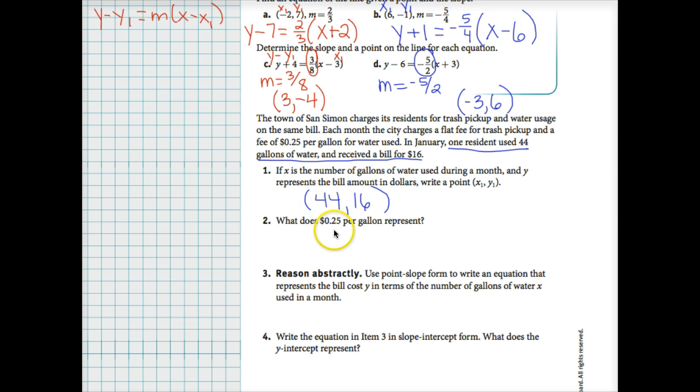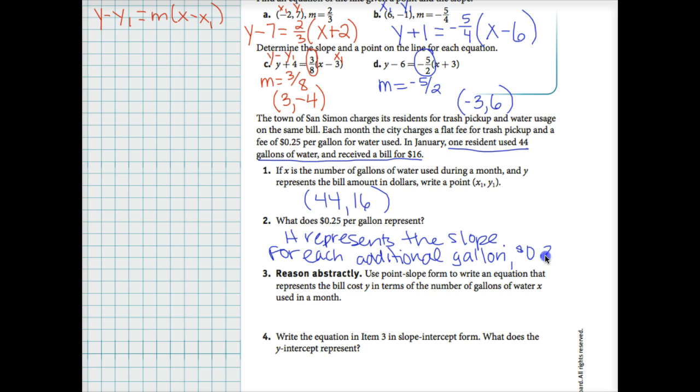Number 2, what does 25 cents per gallon represent? The per should be the key here. It represents the slope or the rate of change. So it represents the slope. Because for each additional gallon, $0.25 more is charged.